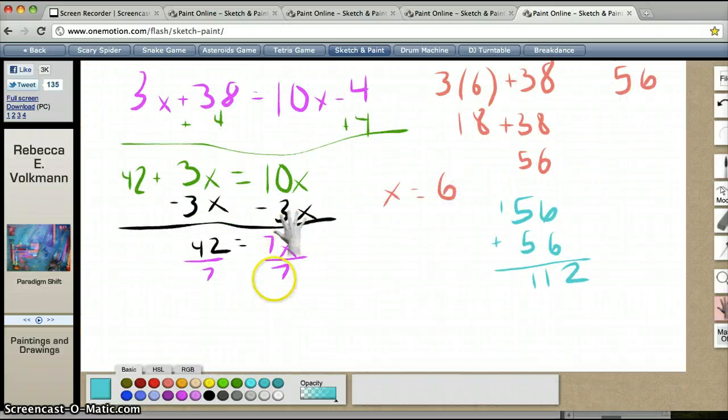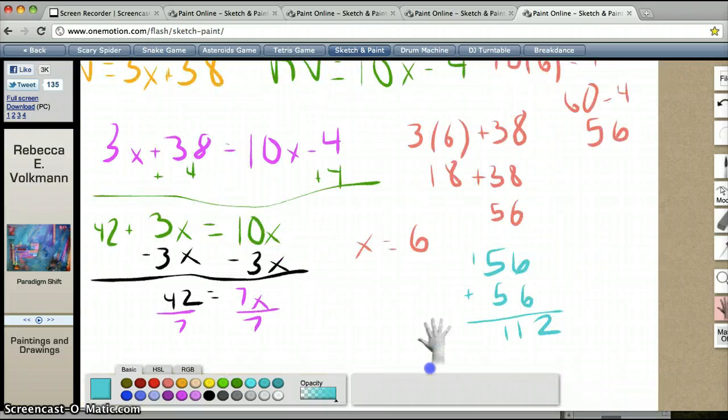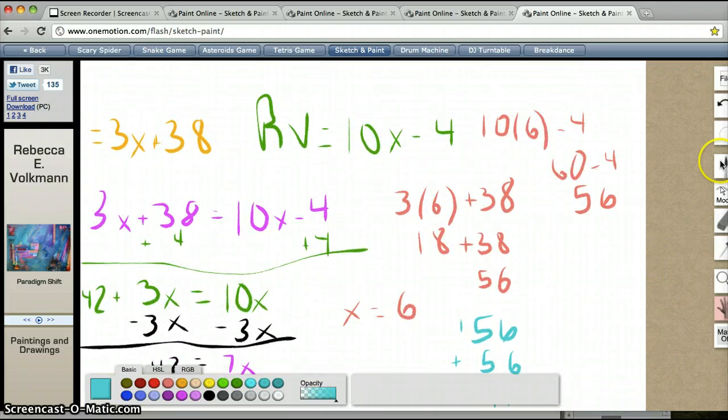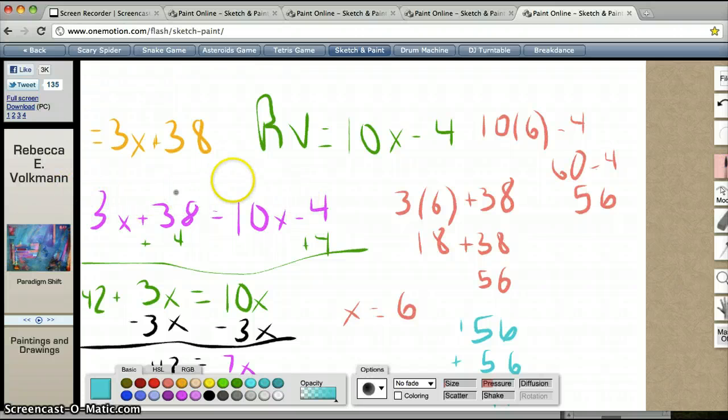Okay, then we went ahead and divided by 7, and x is 6. Now again, remember, it asks us what the length of PV and RV is. So we have to take our x and we have to plug it back in. So the length of PV was 3x plus 38. So I went ahead and plugged in the 6 for x. So 3 times 6 is 18 plus 38 is 56. Then RV, we've got 10 times 6 minus 4. 60 minus 4 is 56.